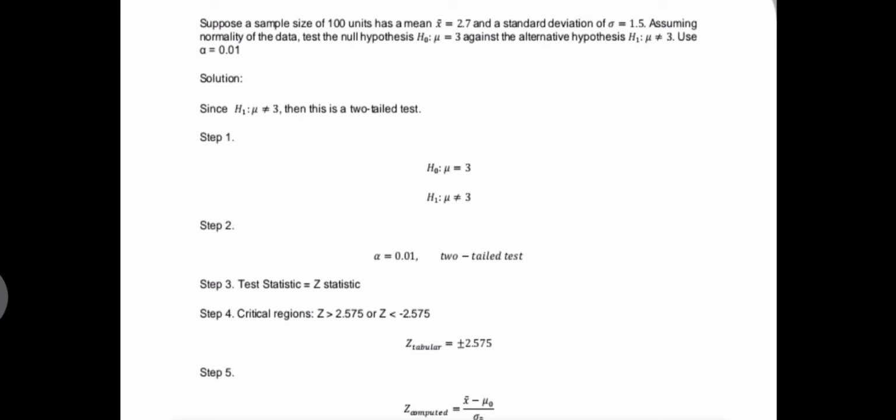0.01. Solution. Since the alternative hypothesis is that the population mean is not equal to 3, this is a two-tailed test. In some problems, the alternative hypothesis is that the population mean is greater or less than 3. If you encounter that kind of problem, we call it a one-tailed test. This is what we call the hypothesized value of the population mean.